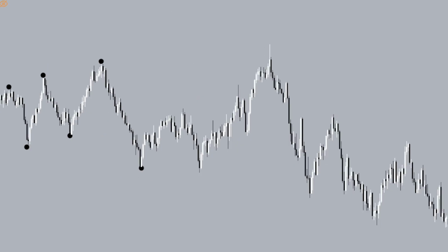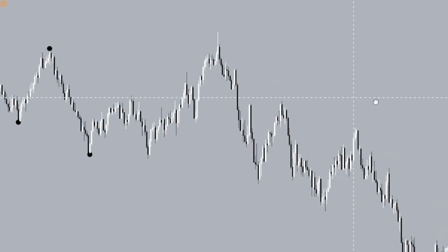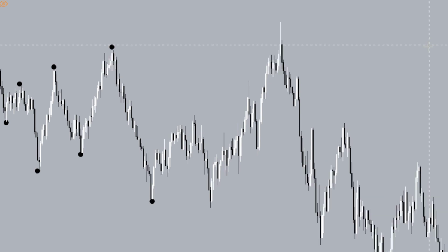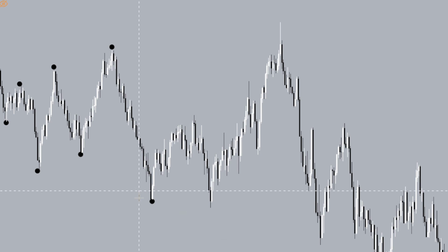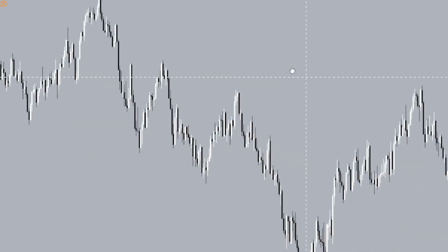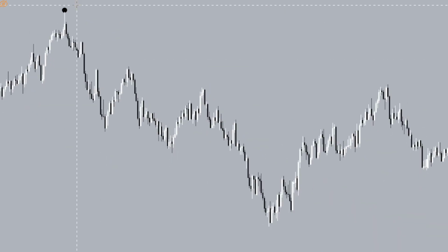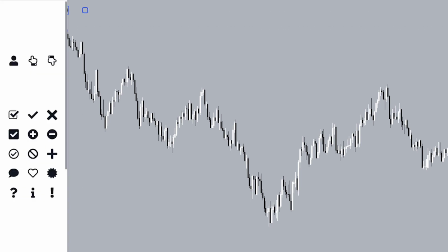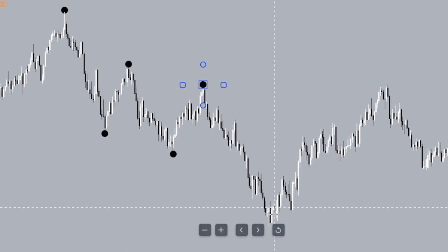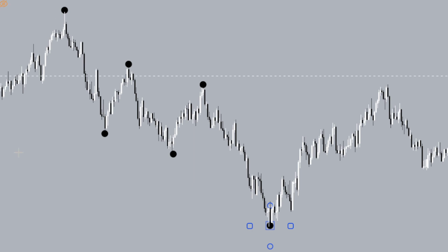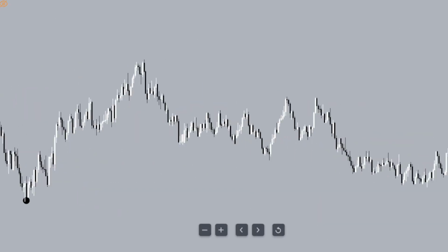Now if we continue here marking out our structure, this is very important to understand. To highlight, this here was a break of structure to the upside. We had a low, then a high all the way up here. This high over here produced a low all the way down here. So this high gave rise to a structural low, structural high, structural low, structural high, and a structural low down here. This now gives us our overall structural dealing range.